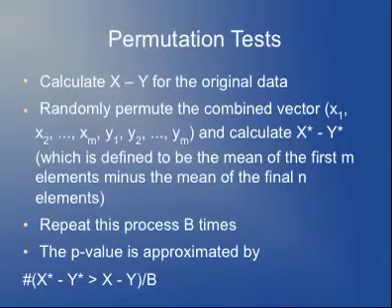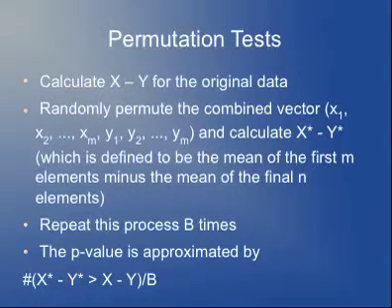How can you perform hypothesis tests using permutation tests? Well, first of all, you calculate x bar minus y bar for the original data. Then you combine the x's and the y's into one long vector and then randomly permute it. Then take x bar star minus y bar star, where x bar star is the mean of the first m elements and y bar star is the mean of the final n elements.